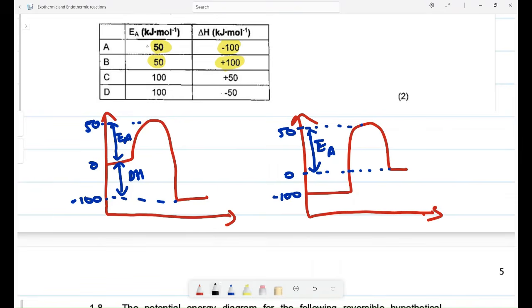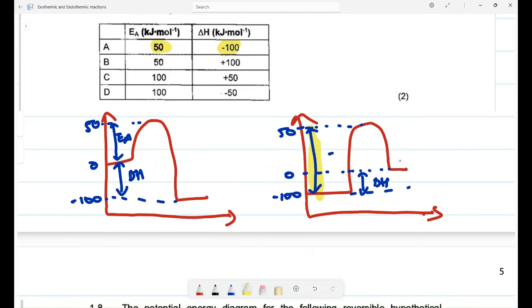C, EA can be 100. Okay, here I did a wrong EA. This EA here is supposed to be from here to there, and now our change in H is from there to there. So for the forward, let me erase this and restart it. EA here cannot be 50, because it is 50 minus this one.